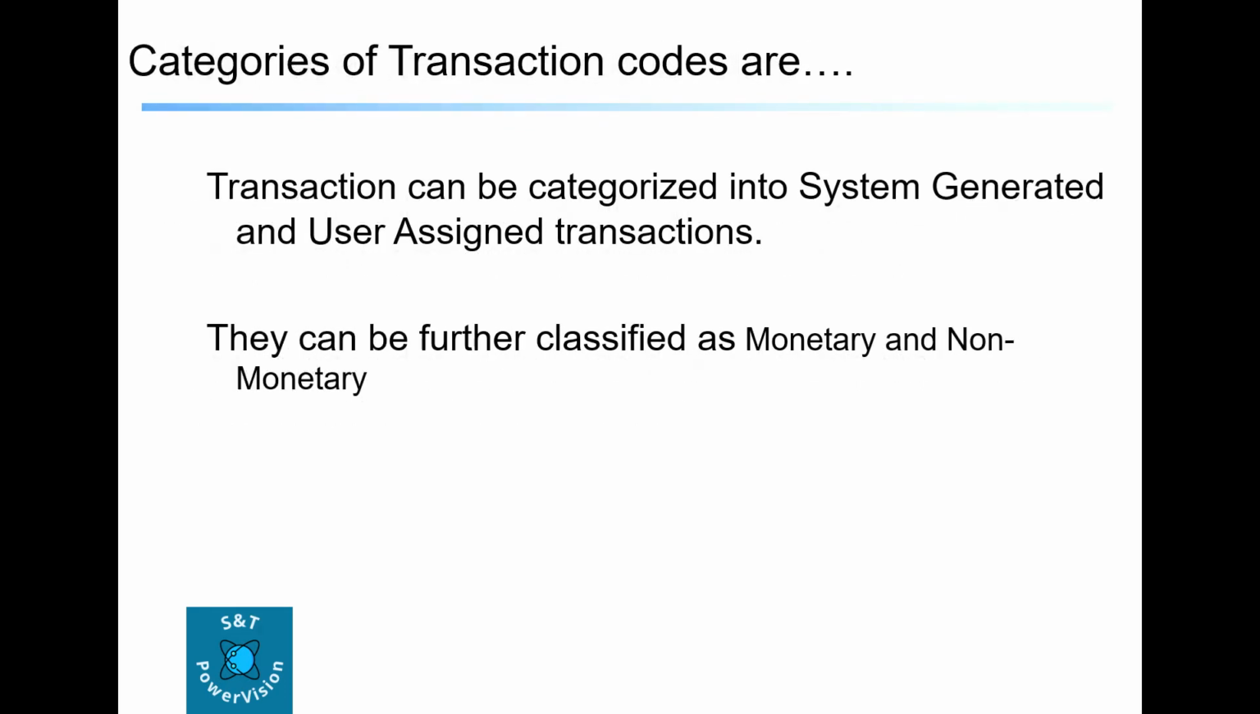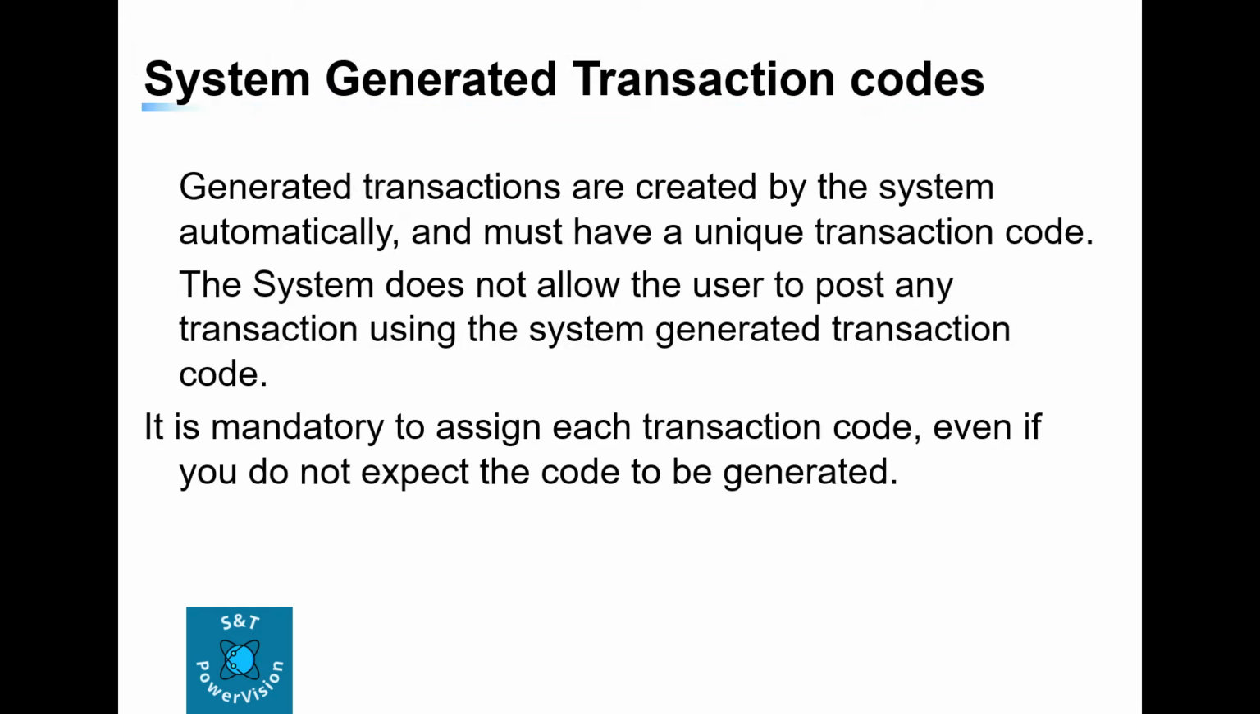Further, monetary transactions can be categorized into two categories: system generated transactions and user assigned transactions. System generated transactions are created by the system itself. We do not need to post them. For example, late fees, over limit fee, membership fee, or suppose we make some payment, how it will be distributed among the other components. All those things are decided by the system only. We do not need to post it in any way.